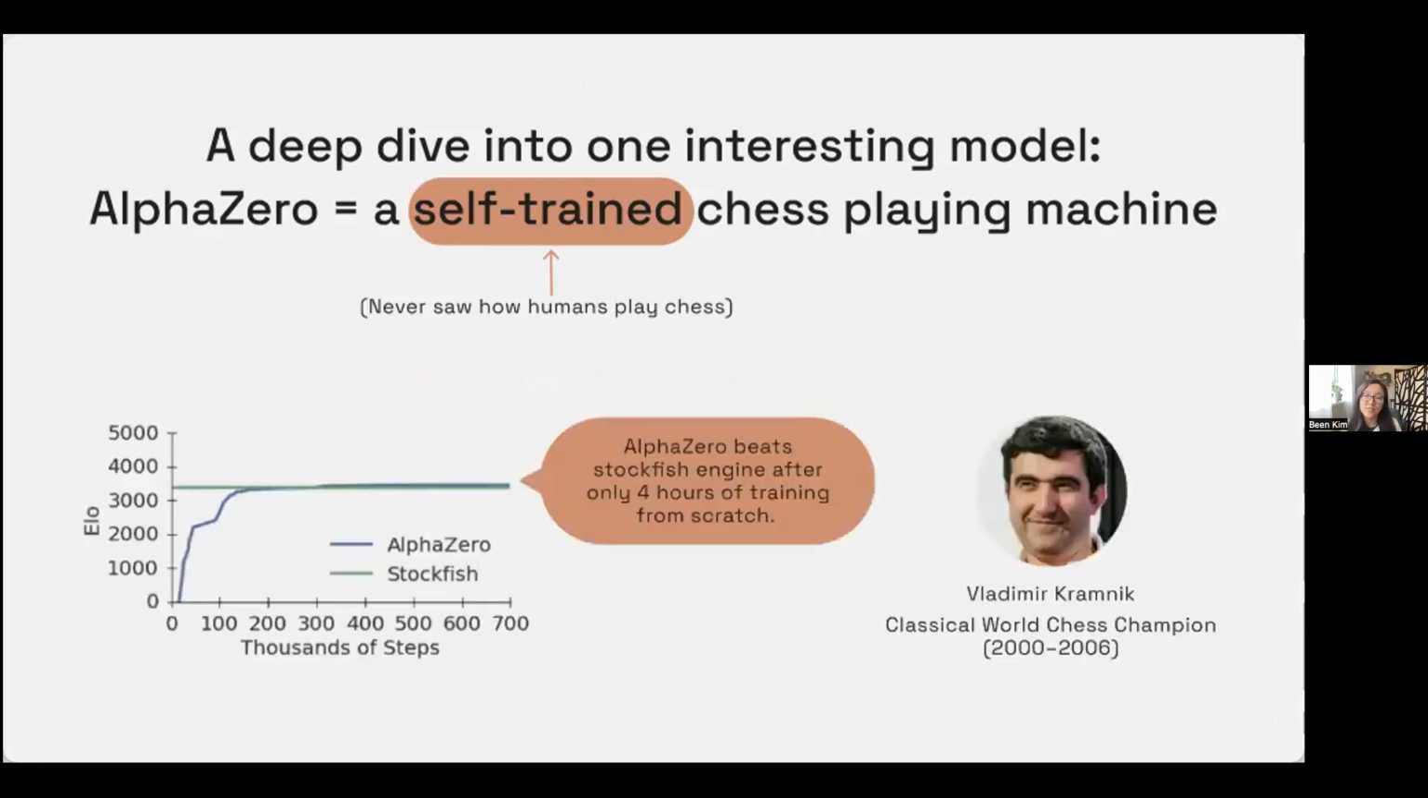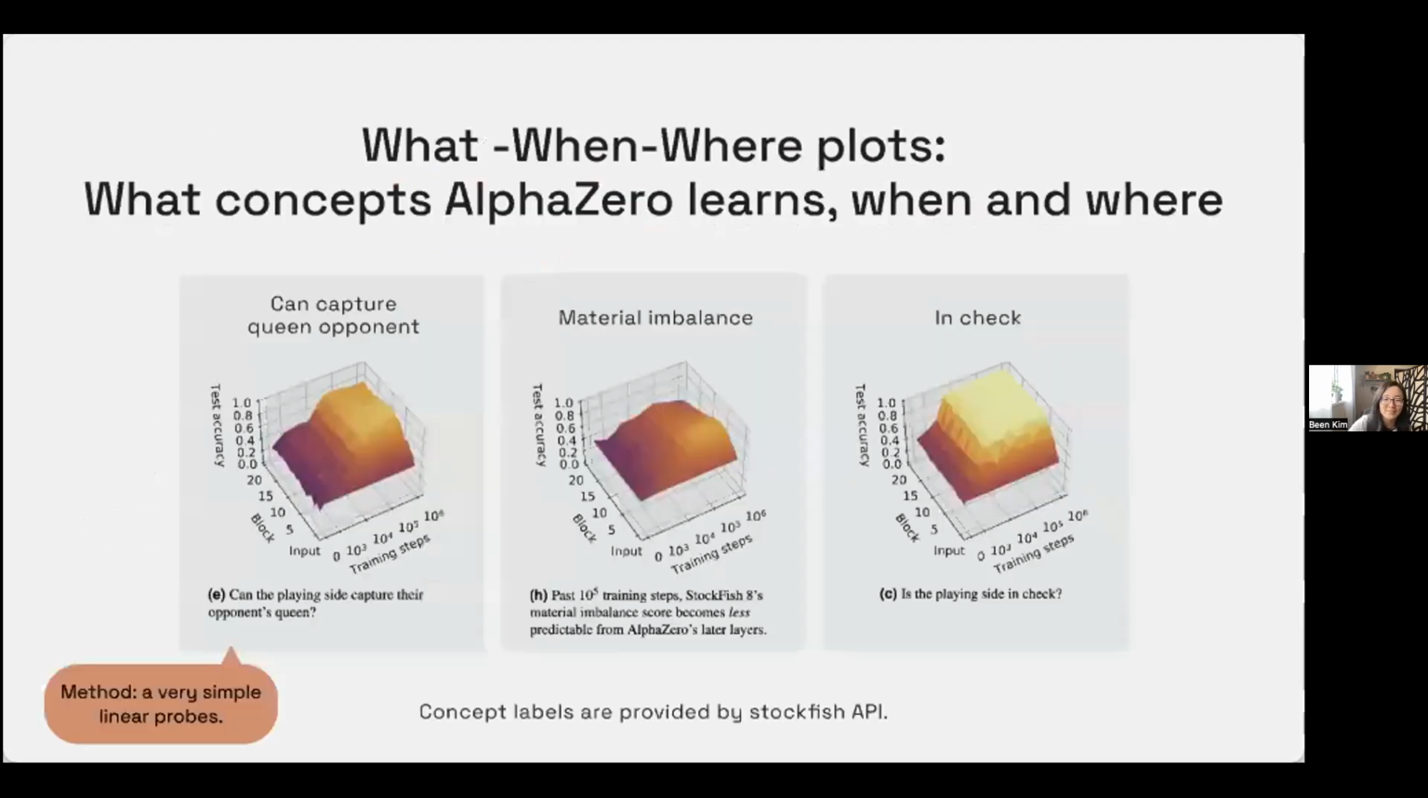And this AlphaZero is not just any self-trained chess playing machine. It plays very, very well. It beats the Stockfish engine, which is arguably the best chess engine out there. Some might argue that there will be no human, including chess champions, who could beat Stockfish. And AlphaZero beats Stockfish after only 4 hours of training from scratch. We're also fortunate to have Vlad, a former world chess champion and co-author of this paper, who has a better chance of talking to this model than any of us and can provide some qualitative insight.